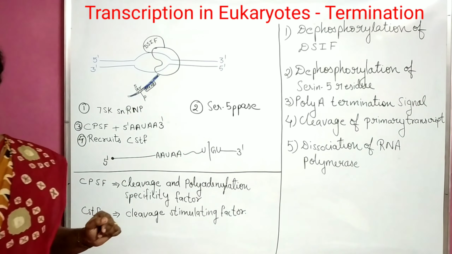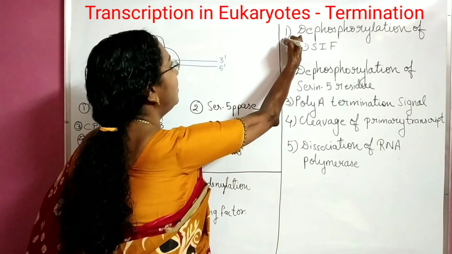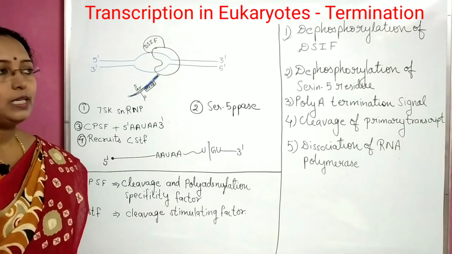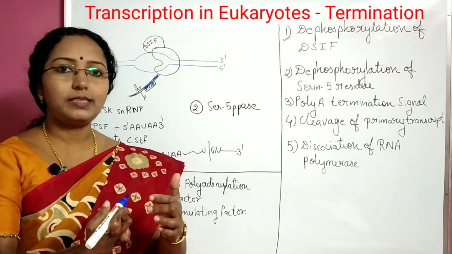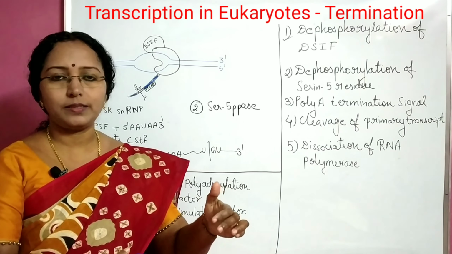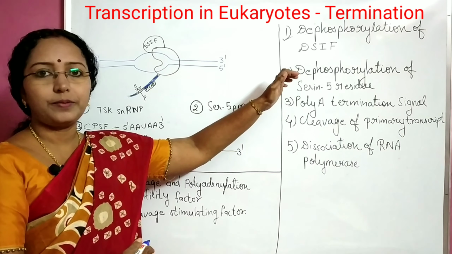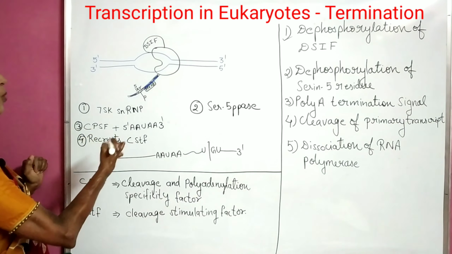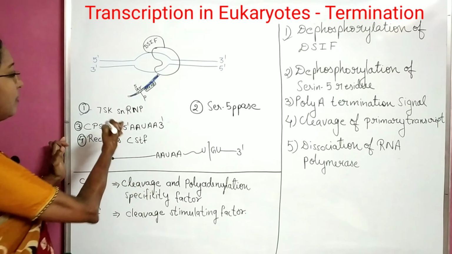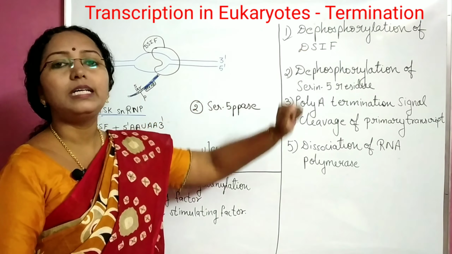So dephosphorylation of Dsif, how is that happening? The first step that we are going to learn in termination is dephosphorylation of Dsif, because Dsif got phosphorylated and because of which elongation happened. Now we are going to stop that, isn't it? So dephosphorylation has to occur for Dsif. Who is doing this? This first one, 7-SK-SNRNP, is a molecule which is carrying out the dephosphorylation of Dsif.